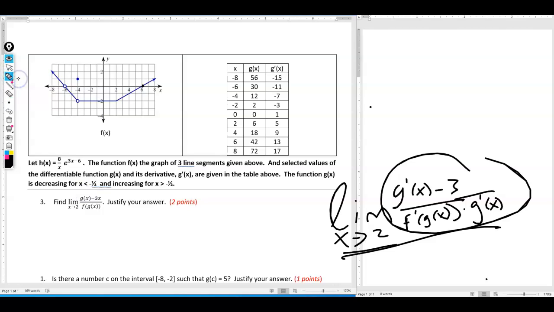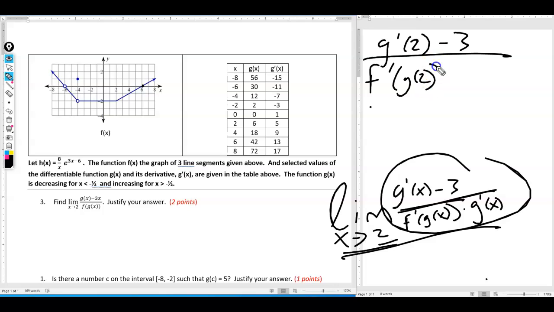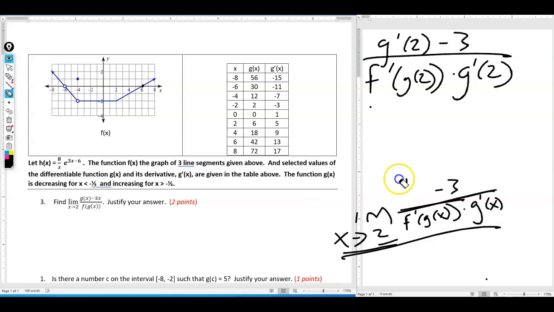Okay, so now that we've done that, let's try direct substitution again. This time I'm going to plug 2 into this expression instead of the original one. So if I do that, I'm going to have g prime of 2 minus 3 over f prime of g of 2 times g prime of 2. Okay? And now we just get to figure out what all that stuff is here.